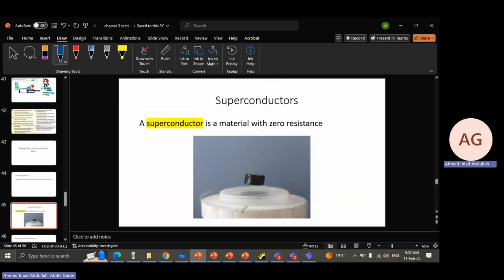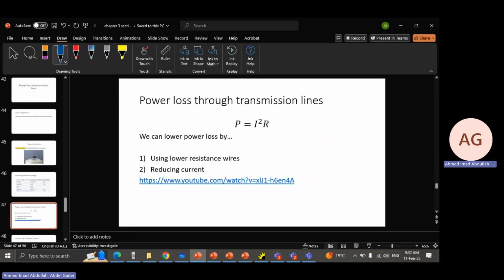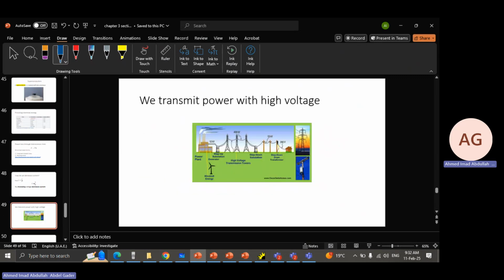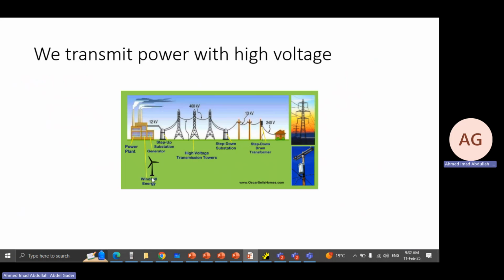Power and transmission lines. I will not waste much time on this. If we just very quickly look here, this figure shows how power is transmitted to our homes. So we have electrical power being generated at a power plant at 12,000 volts. This is just an example. These values vary in real life.